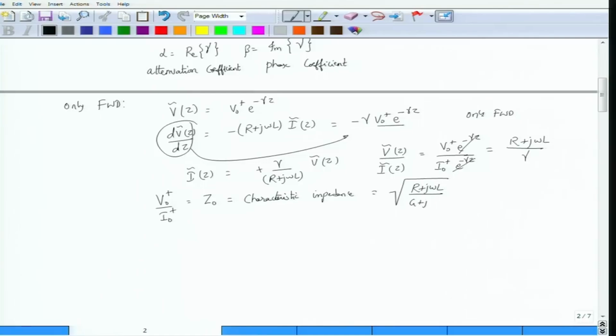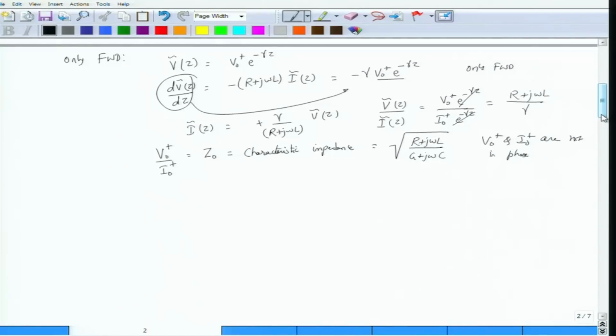This expression is very important, and in general it describes the fact that V0 plus and I0 plus are not in phase, which means that not the entire available voltage and current is contributing to the power, some power is actually getting lost. Obviously that power must be getting lost in the R and G terms, because R represents the imperfect conductors which make up the transmission line, and G represents the imperfect dielectric that fills the conducting region. So, this is your characteristic impedance.